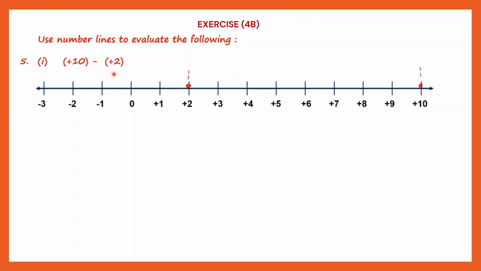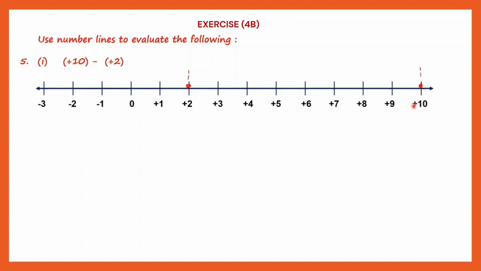Now look at the second integer and count and see from the second integer to the first integer, how many steps do you need to move and in which direction are you moving? So plus 2 is the second integer. Now if we have to reach plus 10, we have to move to the right. And how many steps will that be? Let's see. 1, 2, 3, 4, 5, 6, 7, 8. We have to move 8 steps.